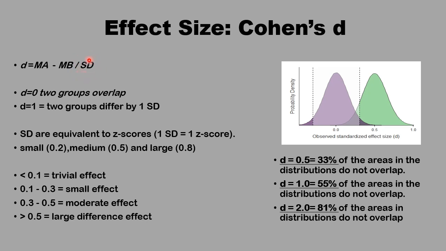If it is a fraction of the standard deviation, like a very small fraction, 0.1, this is a very trivial effect. Between 0.1 and 0.3, it's still small. Up to 0.5, it's moderate, but more than half a standard deviation, it's a large difference between the two groups.